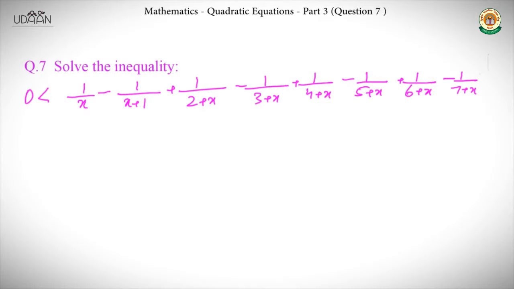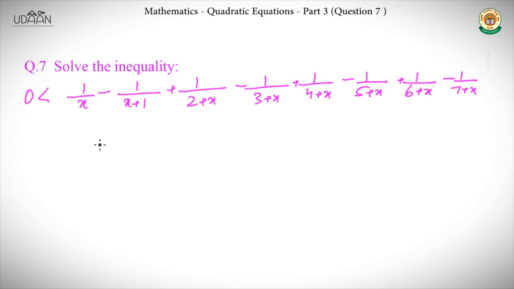Now we move on to question number 7, which says solve the given inequality. As we can see, this inequality looks very, very difficult to solve. But see, here multiplying everything, taking LCM, nothing will work. It will just complicate the question even further. Exactly. So we need to find some way of solving this question. Let's see how we will be going about it.